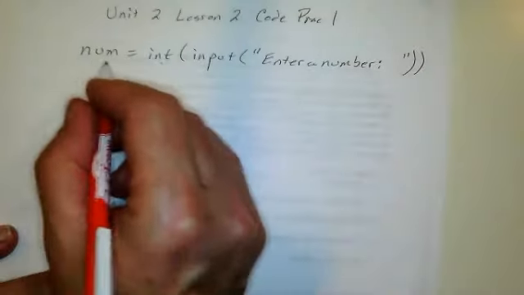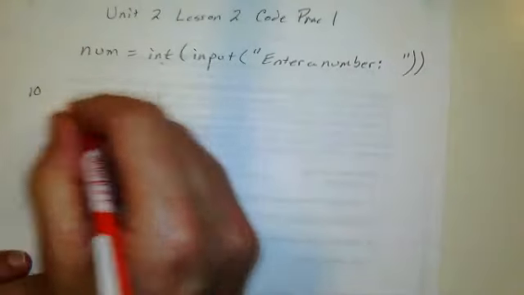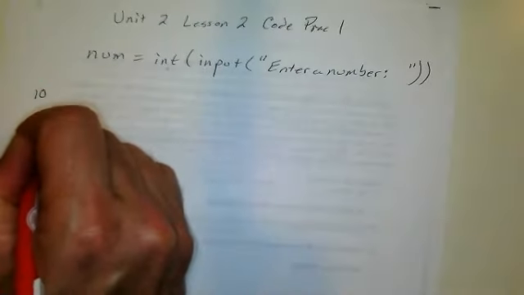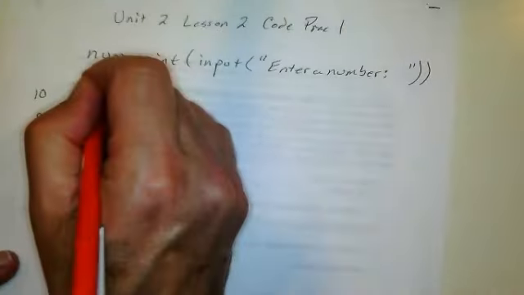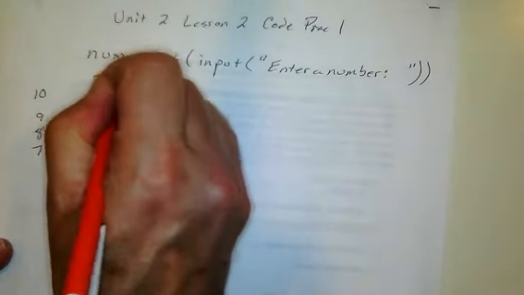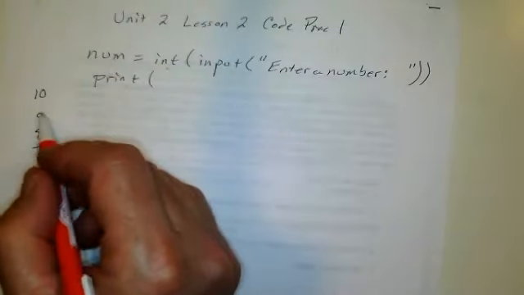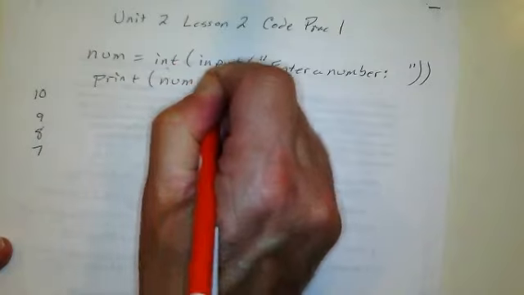Okay, so our number is whatever. Let's say I put in the number 10. Then what three numbers do I want to print? Well, the three numbers prior to that are 9, 8, and 7. So line 2, I've got print. What do I do to 10 to get 9? Well, that's num minus 1.